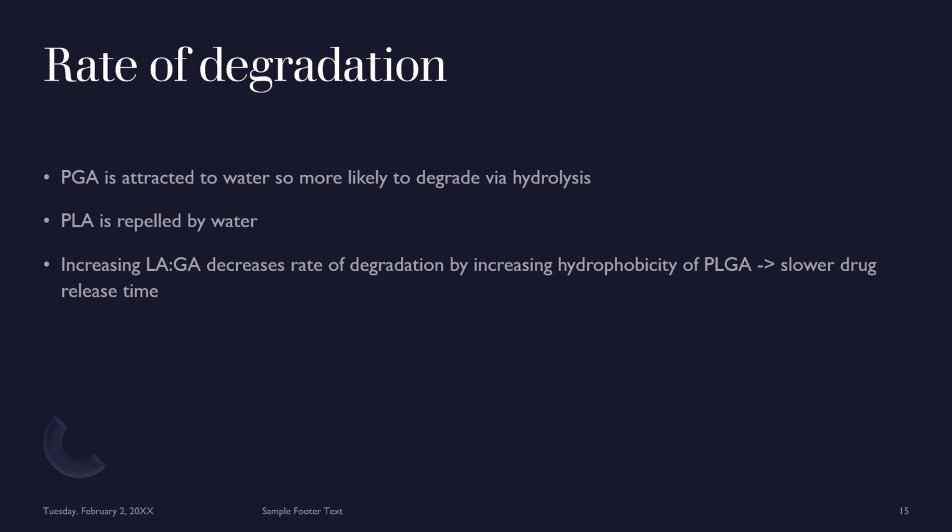One useful property of PLGA is its controllable degradation rate. As polyglycolic acid is hydrophilic, it is much more susceptible to degradation by hydrolysis, while polylactic acid is hydrophobic. This means that increasing the ratio of lactic acid to glycolic acid decreases the rate of degradation by increasing the hydrophobicity of PLGA, which results in a slower drug release time.